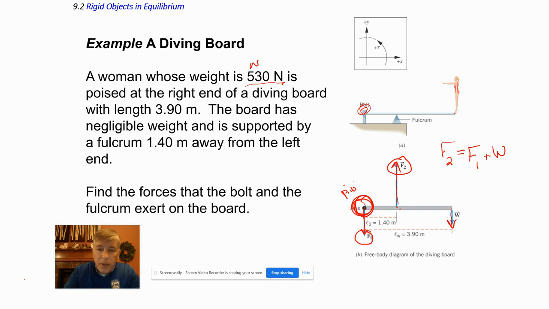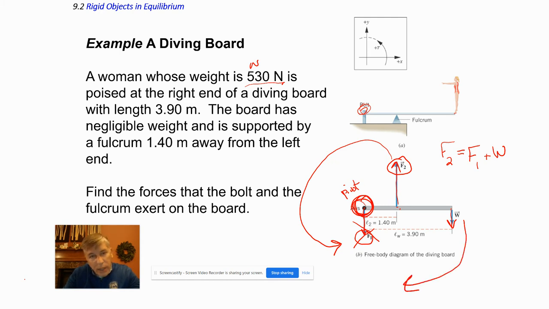So call it the pivot. Therefore, F1 doesn't produce any torque. All I have to worry about is F2 producing a torque, and it's going to try to produce a counterclockwise torque. And then the weight of the person is trying to produce a clockwise torque, trying to pull it down. So think of your diving board. That person is pushing it downward. This is holding it up, or technically trying to produce a counterclockwise torque. So when I do that, all my clockwise torques are going to equal all my counterclockwise torques.